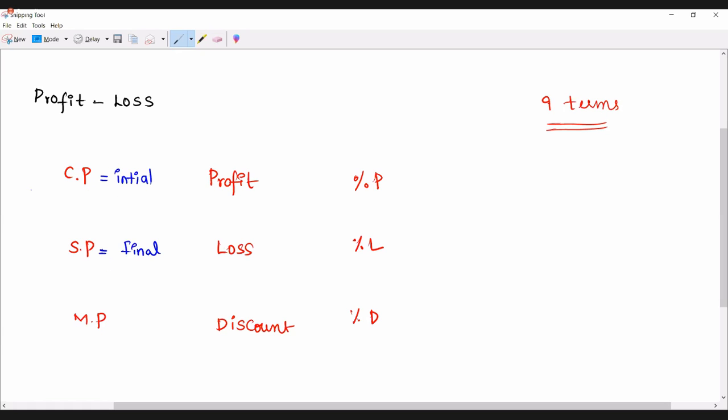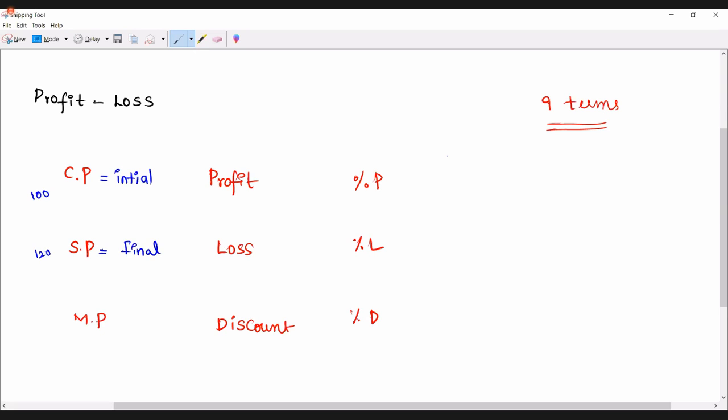See, for example, I purchased an article for 100 rupees. I am selling the article for 120 rupees. So in this scenario, will I be in profit or loss? That's the question. If I purchase it for 100 and sell it for 120 rupees, definitely I can say I'm in profit.